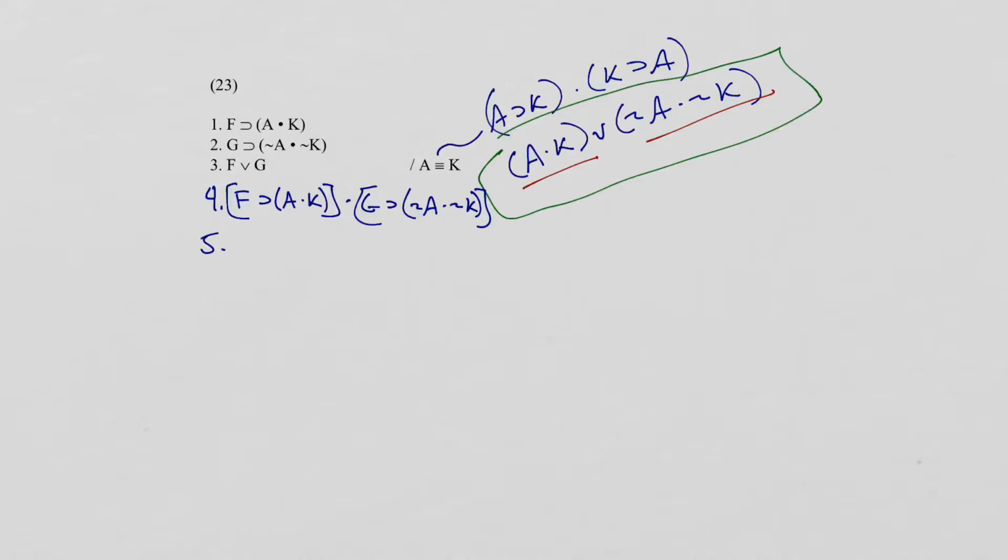And honestly, we just need to do 3 and 4 now and do CD. So that's 1 and 2. We conjunct those two together. And then when we do 3 and 4 with CD, we end up with a dot K or not A dot not K. And then we just do equivalence of line 5.